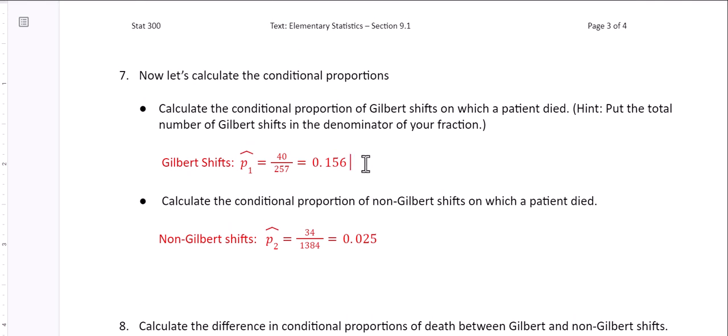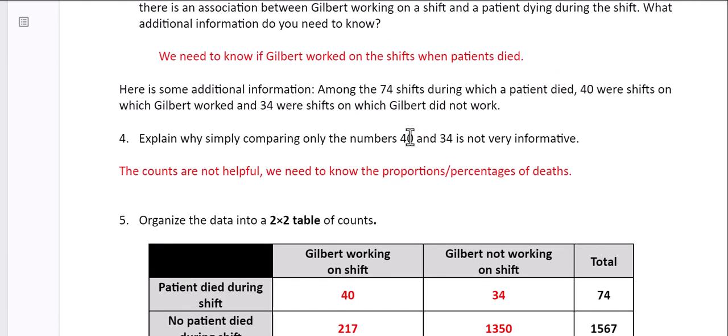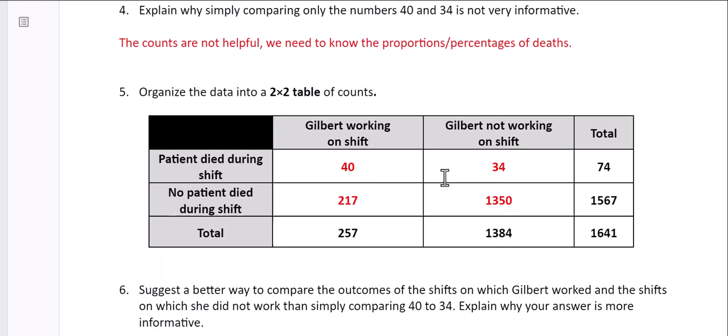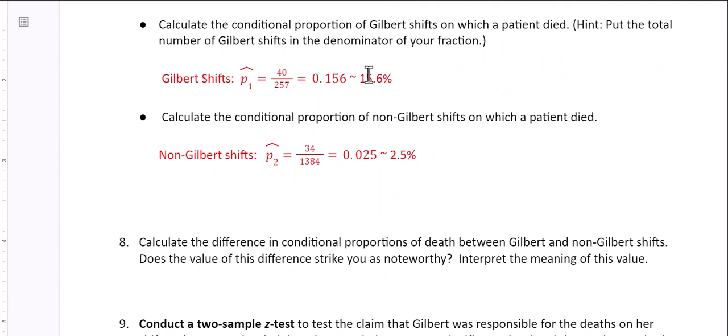Now look at the proportions. So if you convert this to a percent, so what can you say? This is approximately 15.6%, which is almost 16%. And then what about this one? This is 2.5%. And now look at the difference, right? When we were looking first at just the numbers, 40 and 34, they seem pretty close. 40 and 34, 6 people, right? But when you look at the proportions or the percentages, that's almost 16% and that's 2.5%.